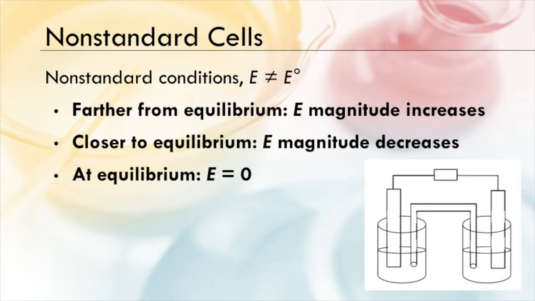It may be tempting to think about this using Le Chatelier's principle and justify your prediction of E compared to E naught with Le Chatelier's principle, but don't. Le Chatelier's principle only applies to a system that's already at equilibrium. If an electrochemical cell is already at equilibrium, it's a dead cell. E is 0. If E is not 0, then it's not at equilibrium, or at least, not yet.